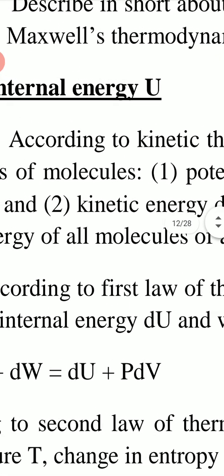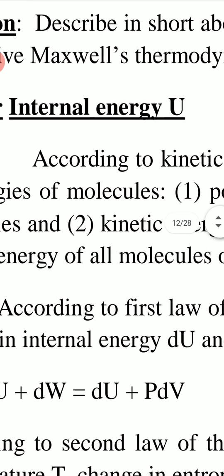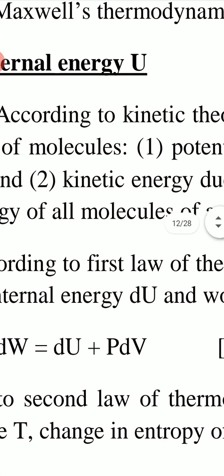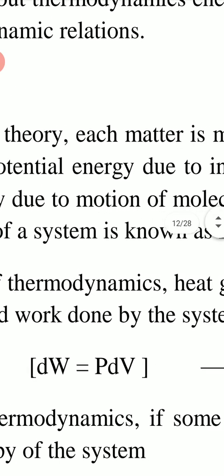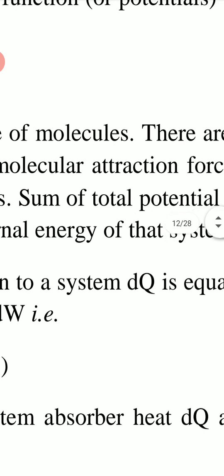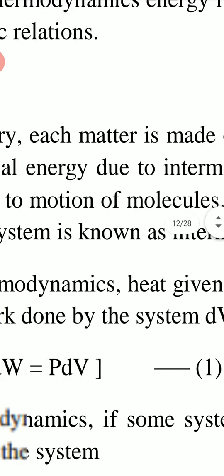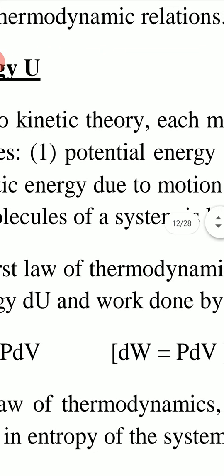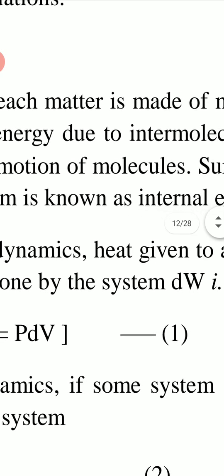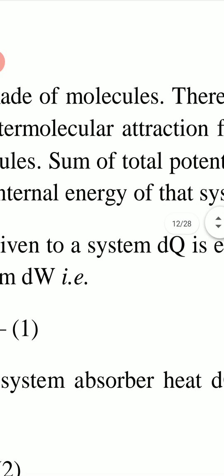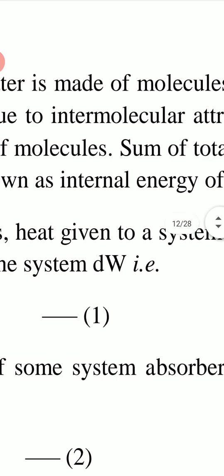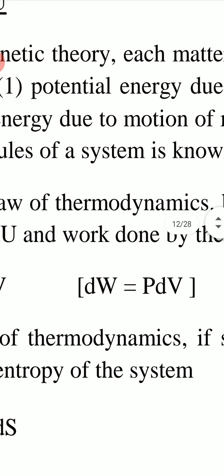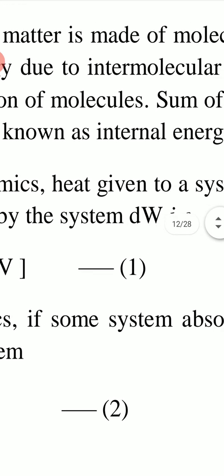Now we consider the first thermodynamic potential, that is internal energy U. According to kinetic theory, each matter is made of molecules. There are two types of energies of molecules. One is potential energy, which is due to intermolecular attraction forces between the molecules. And second is kinetic energy, which is due to motion of molecules.